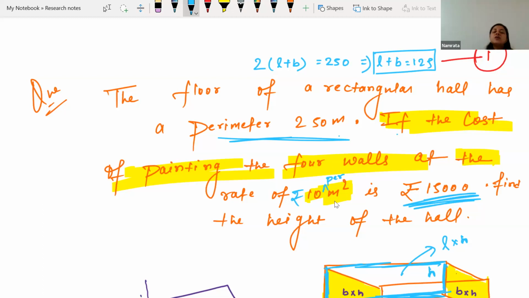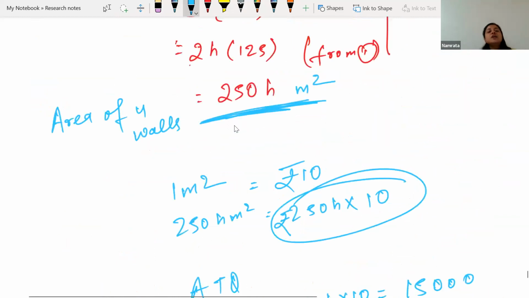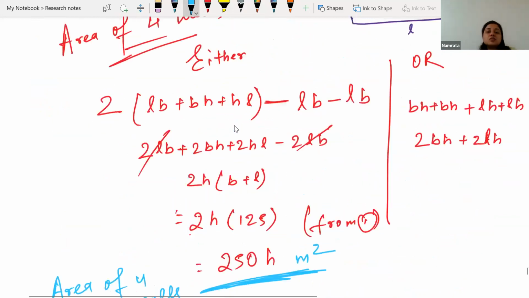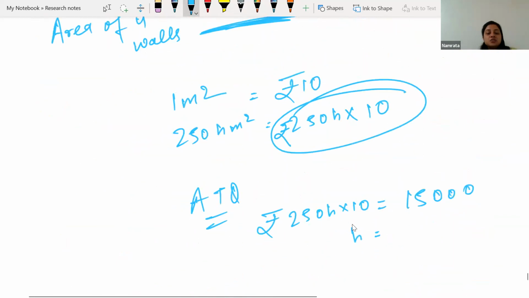So we are calculating the cost ourselves. The cost we got is 250H into 10. But according to the question, that cost is given as 15,000. So we are comparing our 250H multiplied by 10 with 15,000. And from there, we will get the height of the room. Clear? Let's move ahead.